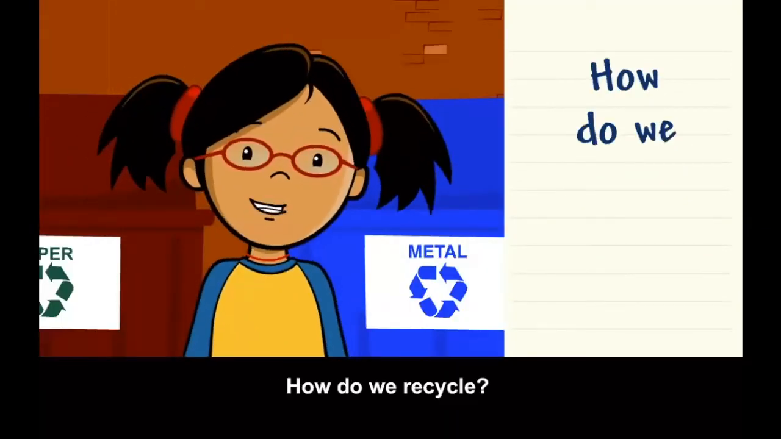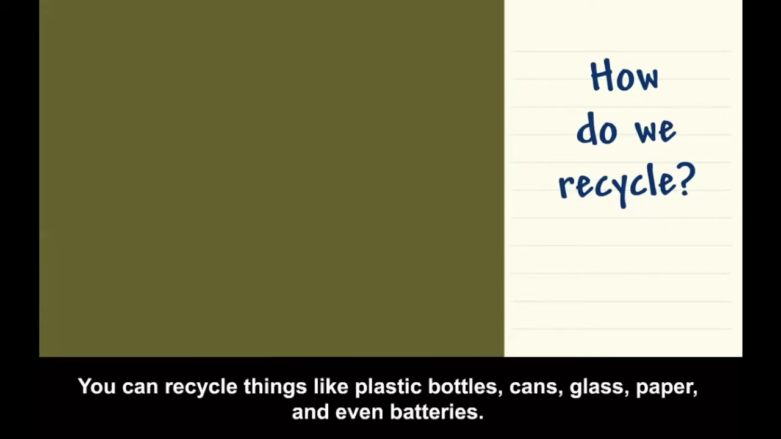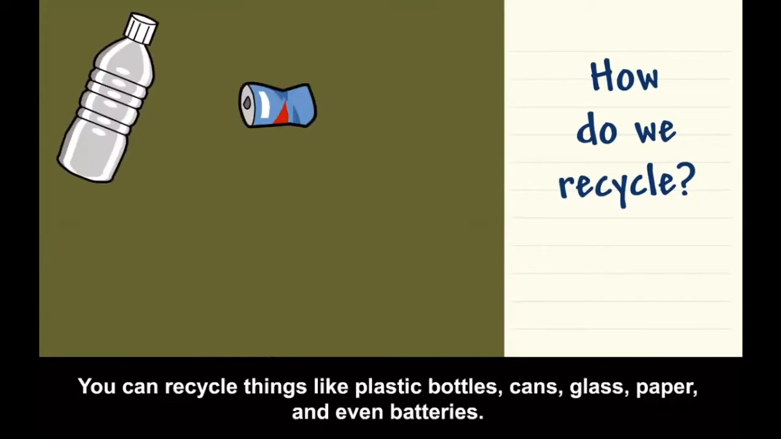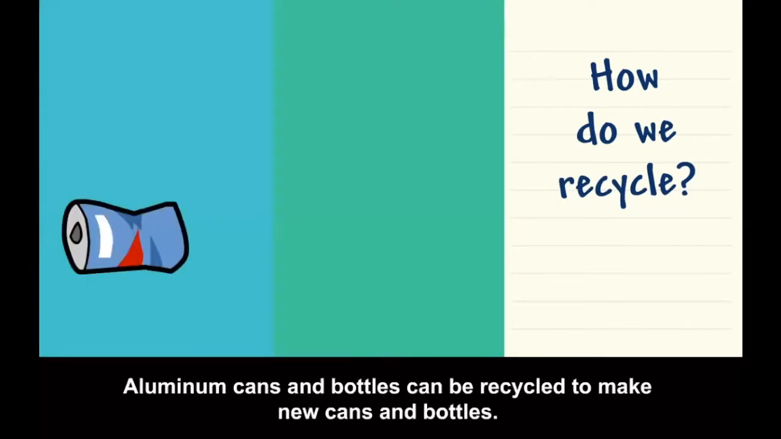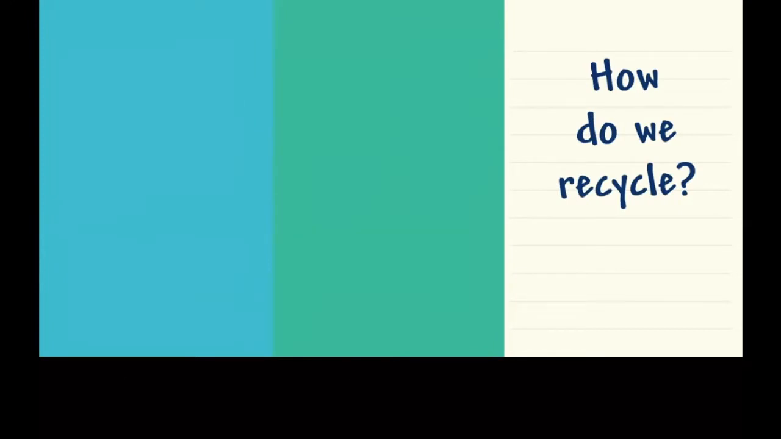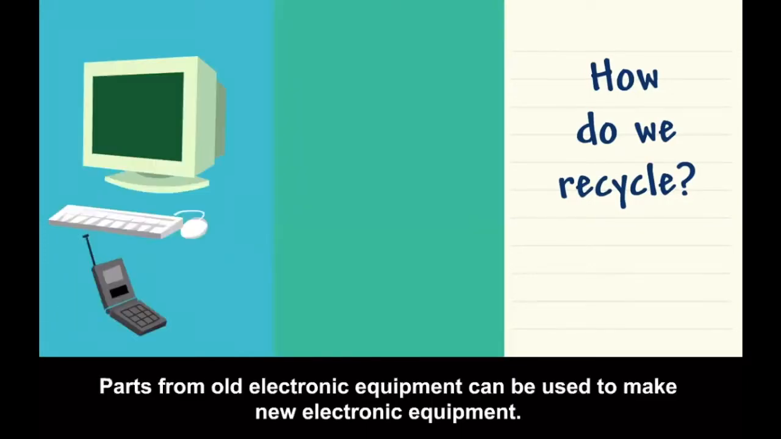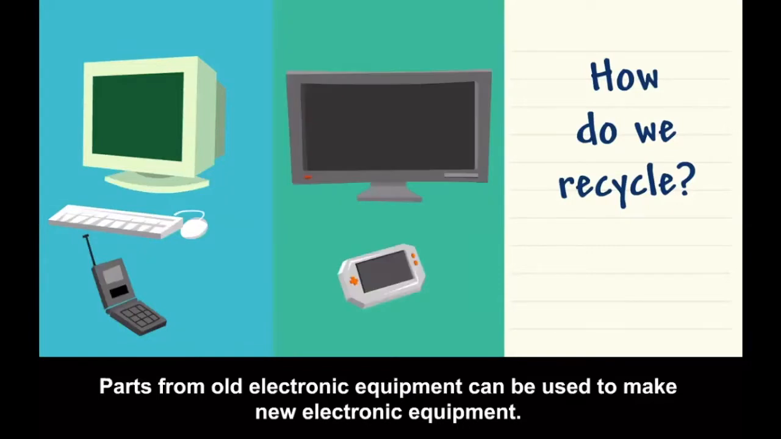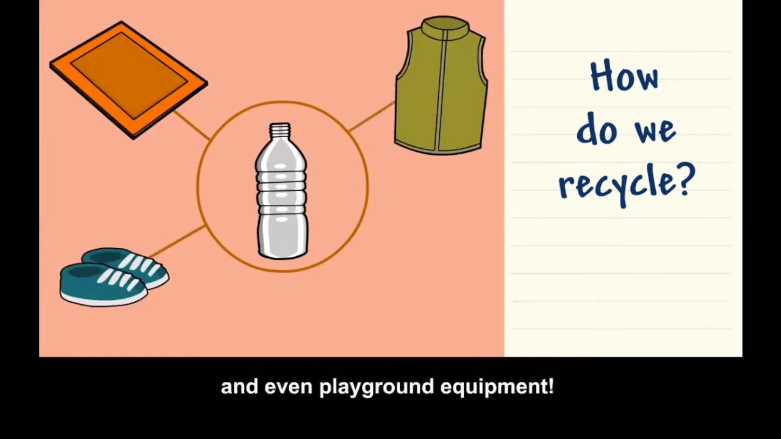How do we recycle? When you recycle, you use materials from old items to make new items. You can recycle things like plastic bottles, cans, glass, paper, and even batteries. Aluminum cans and bottles can be recycled to make new cans and bottles. Steel can be recycled and used to make steel for buildings. Parts from old electronic equipment can be used to make new electronic equipment. The plastic from plastic bottles can be turned into rugs, shoes, clothing, and even playground equipment.